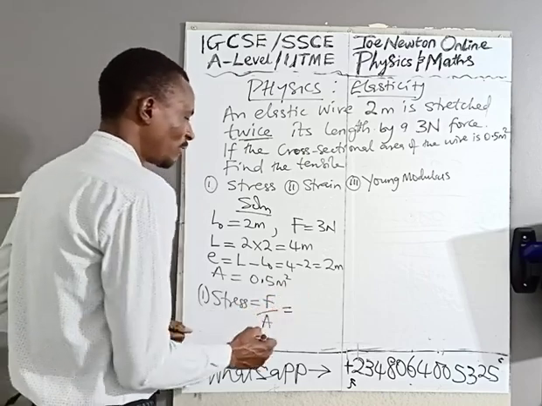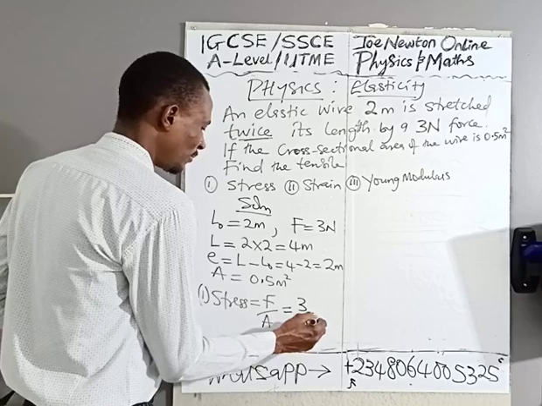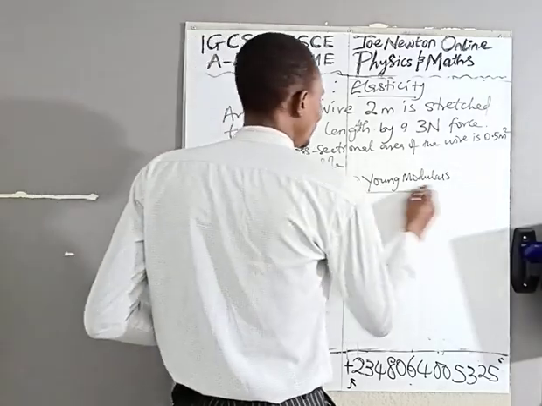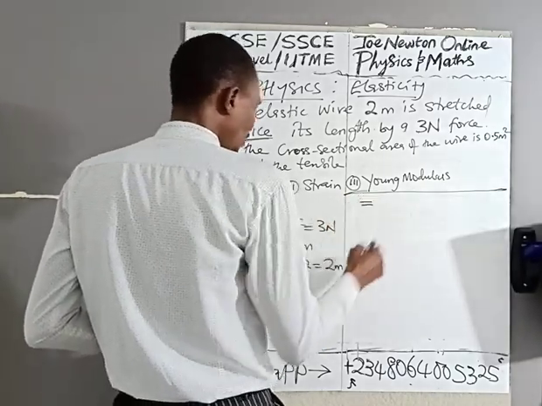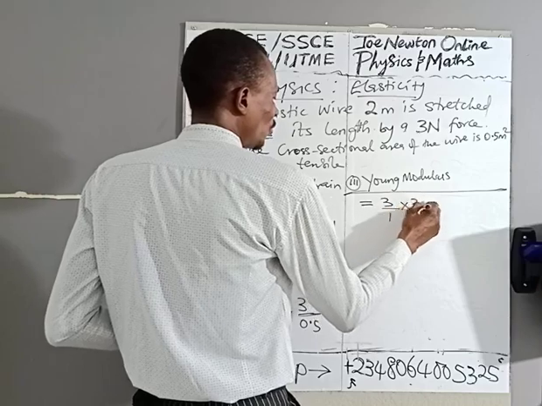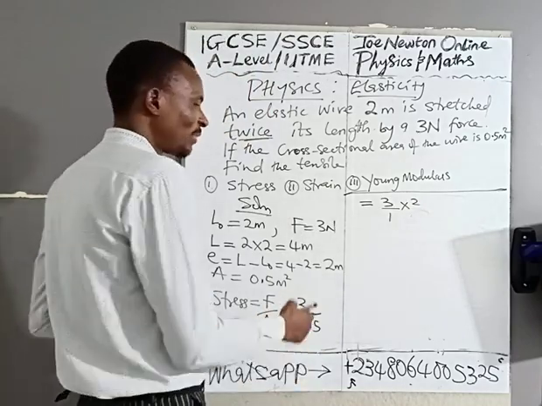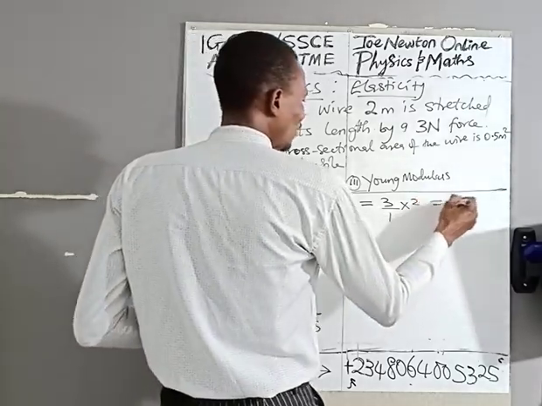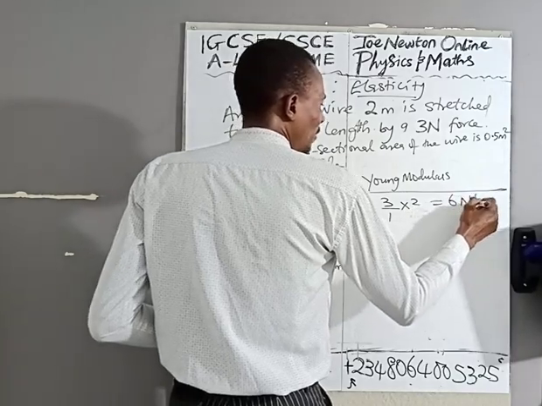Then, which is equal to, the force is 3 Newton. The area is 0.5. Of course, when you have 3 over 0.5, that simply means 3 over 1 times 2 over 1. Remember, 3 over 0.5 means 3 divided by 1 over 2. 0.5 is half. So when you say division, you invert it. Which gives us 6. So the tensile stress is 6 Newton per meter square.